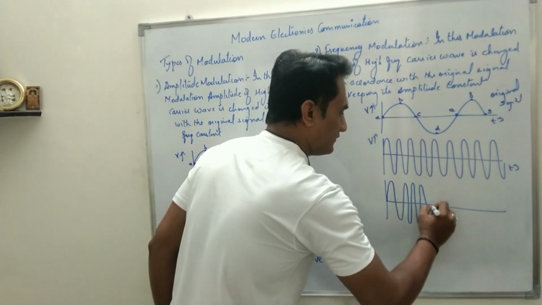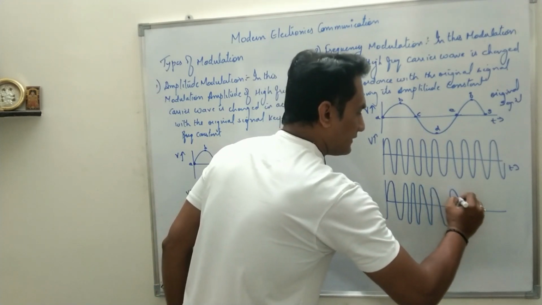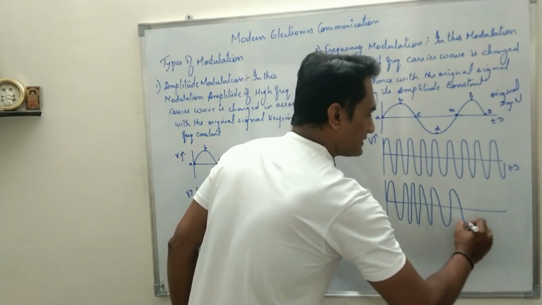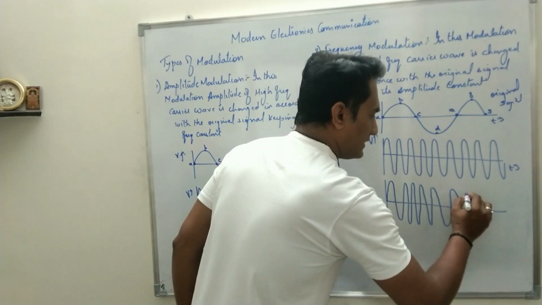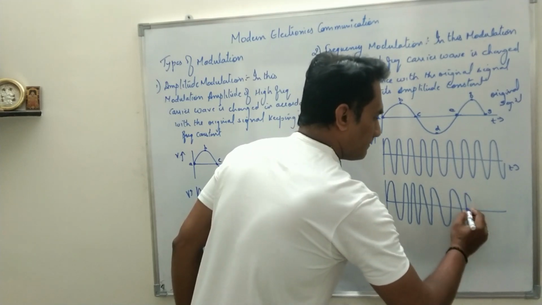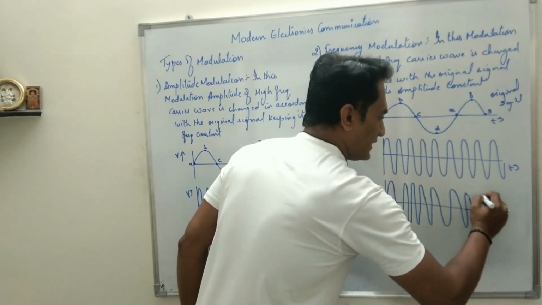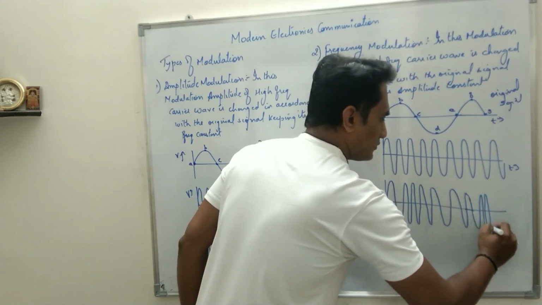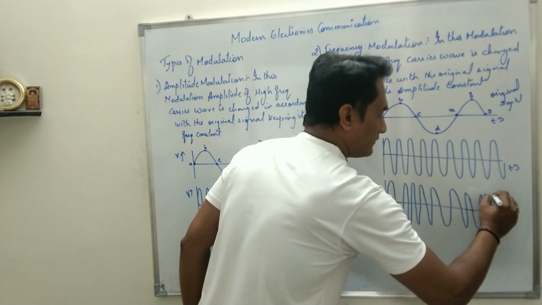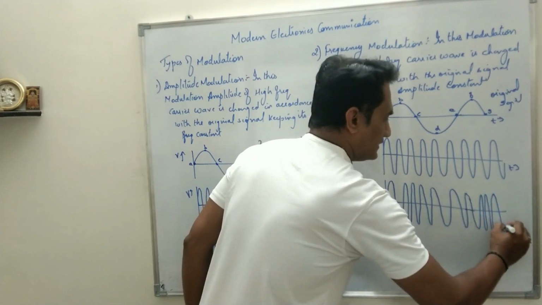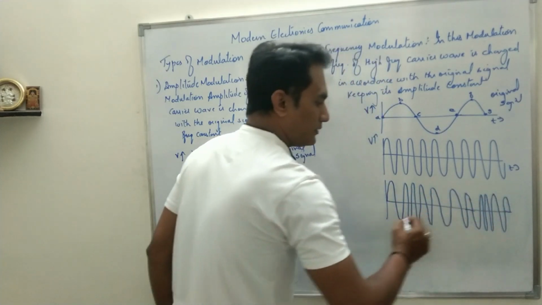Then at C the frequency again becomes same. Then at D it will be shown as a broad pulse. Then at E again the original frequency. Then at F again the frequency should increase, time period will decrease, and then at G it will be its original frequency. So we have kept the amplitude constant.